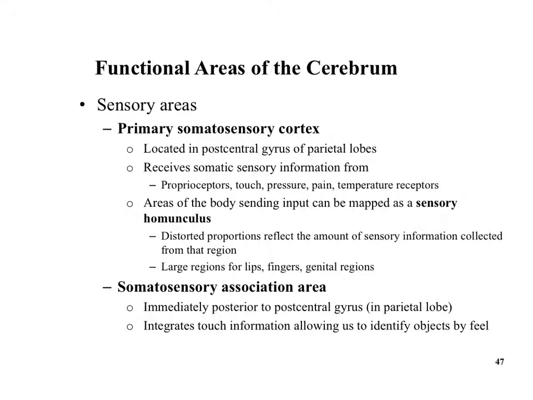So precentral gyrus is your primary motor area, okay? The postcentral gyrus of the parietal lobe is your primary sensory area, okay? And it receives somatic information from the body, such as touch, pressure, pain, temperature, you name it, okay? And they also map this as a sensory homunculus, right? The distorted proportions reflect the amount of sensory information collected, right? Large regions, large sensory information for lips, fingers, genital regions, okay? And then you have your somatosensory association area, which is just after the postcentral gyrus and integrates touch information, allowing us to identify objects by feel.